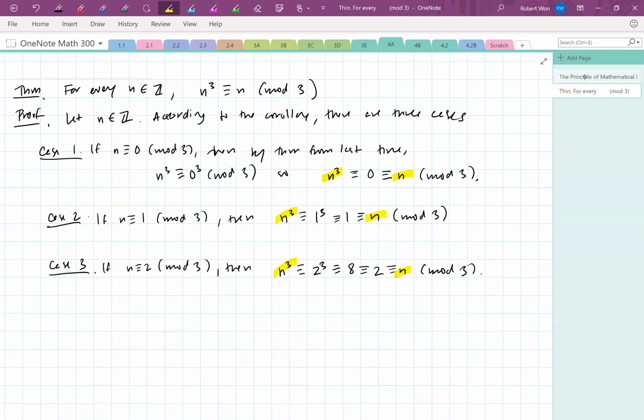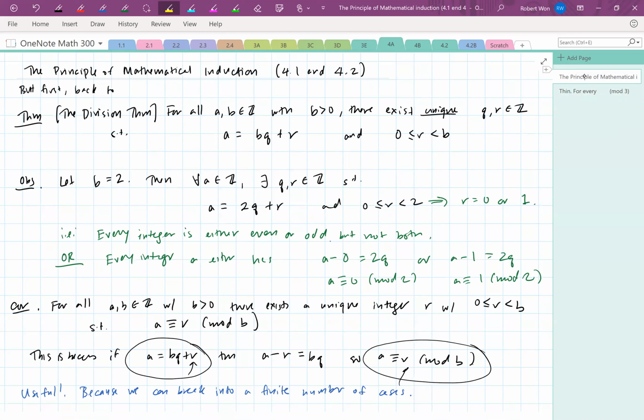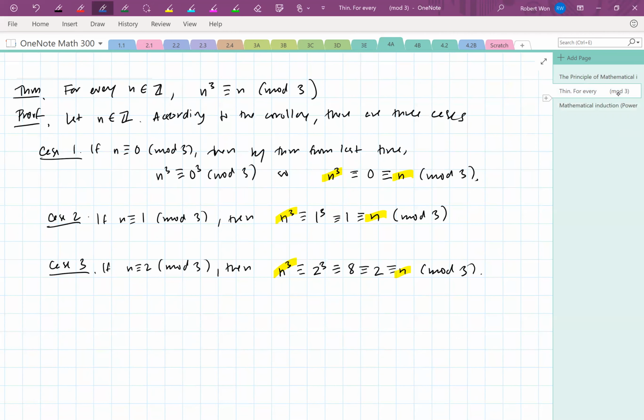Okay, so this is just an important consequence of the division theorem. If you're working modulo 12, every integer takes on one of 12 values modulo 12. But now back to the principle of mathematical induction. This is a really powerful technique, and what it does is it allows you to prove statements for every integer. So let's go back. This is a good motivating theorem.